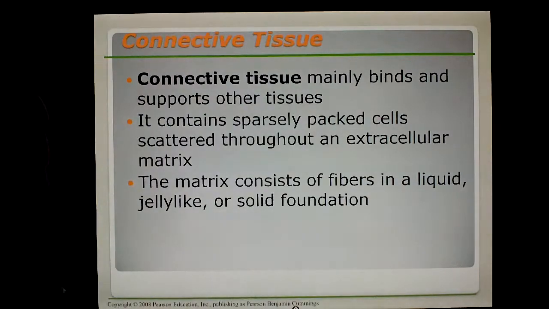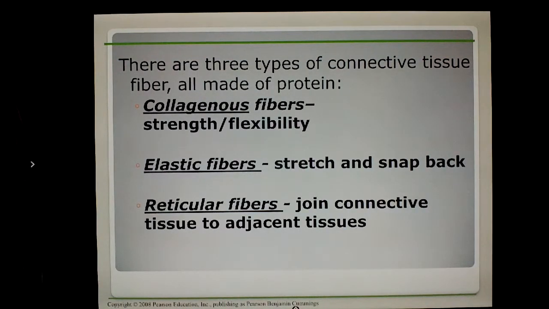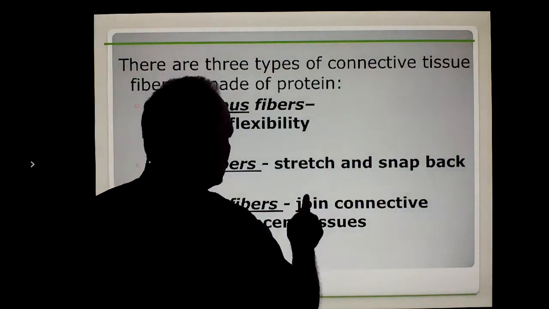Connective tissue is basically tissue that usually binds things together. It contains sparsely packed cells, and they can be throughout any kind of matrix, and it all depends. There are three types of connective tissue fibers: collagenous, elastic, and reticular. Collagenous, think of collagen. Your hair has some collagen in it. Elastic fibers are things that can stretch. And reticular fibers join the tissue to adjacent structures.